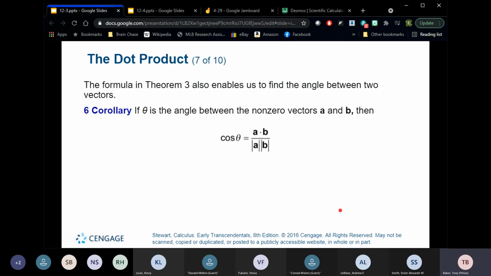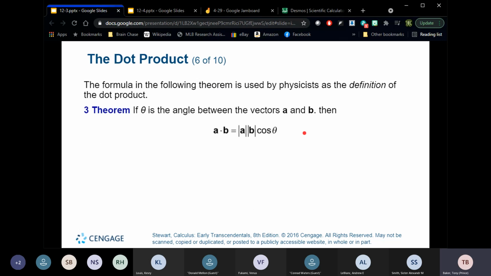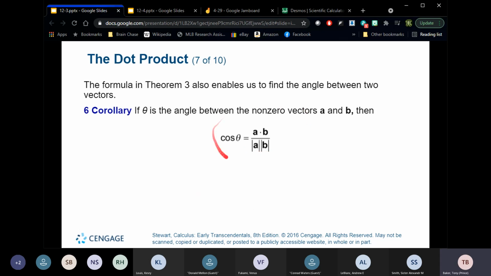But let's look at the corollary, because the corollary is the more important part. If you look back at the rule, if we just divide this by the two lengths, the length of A and B, we get the corollary. The corollary says the cosine of theta equals the dot product of A and B divided by the multiplication of the lengths of A and B. This will allow us to find the angle between any two vectors.